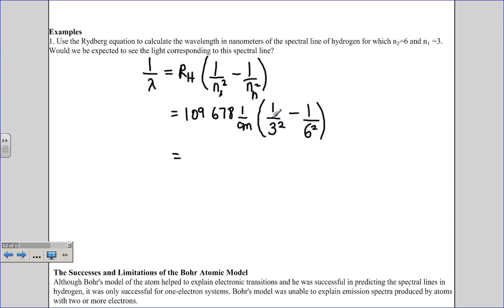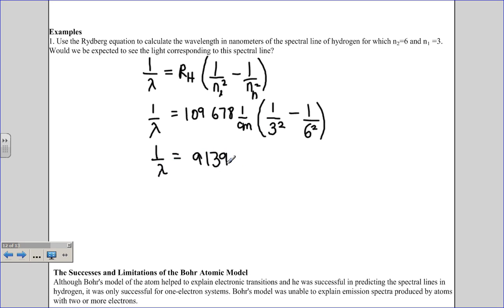Now, in order to plug this into your calculator, I'd recommend that you do this portion first, and then you're going to times the value that you get by 109,678. And that will give you 1 over lambda. The answer that you get is 9,139. Now you don't want to do too much rounding from step to step, so if you can keep the numbers in your calculator, that's ideal.